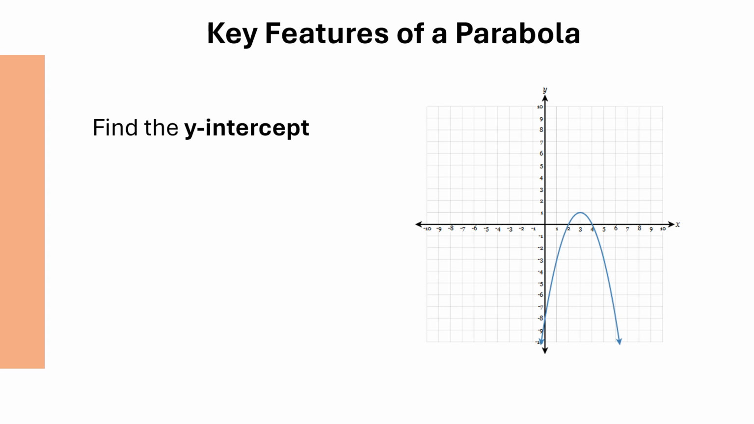To find the y-intercept of this parabola, that's where the graph crosses the y-axis. So the y-intercept for this parabola crosses at -8. So therefore, for that point, for the y-intercept, the x value is always 0, and then the y value here is -8.